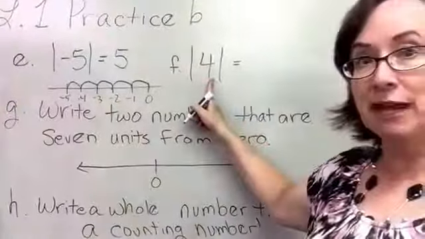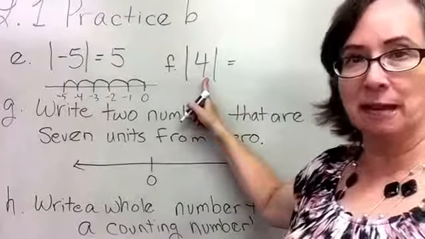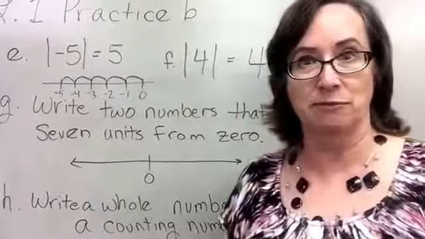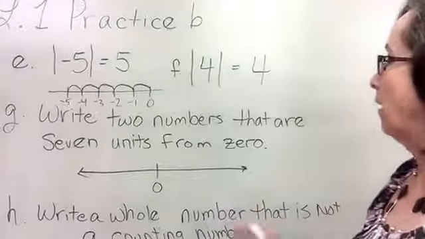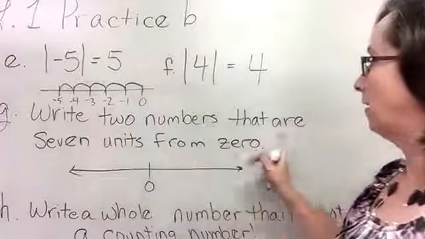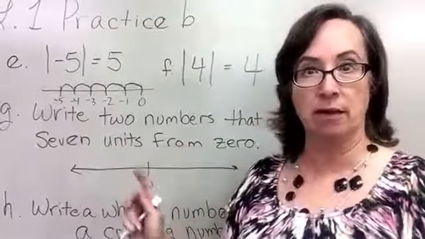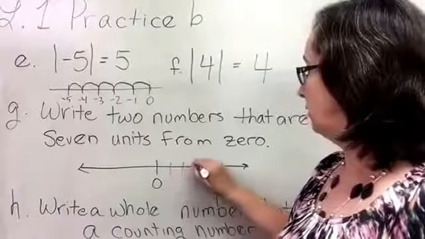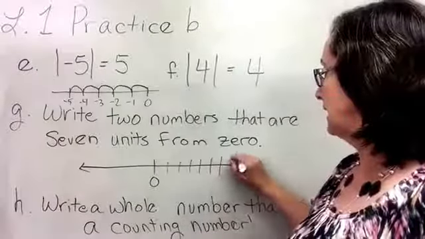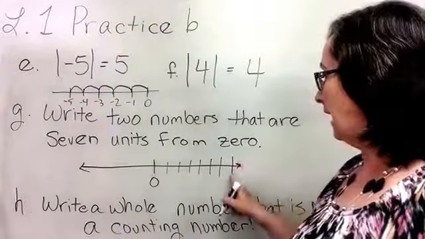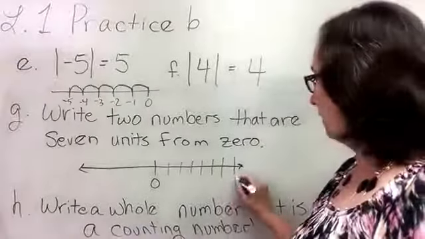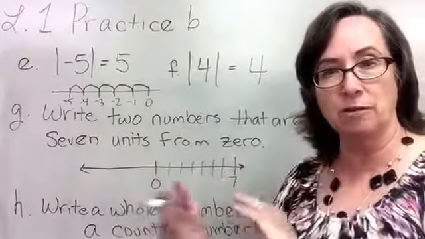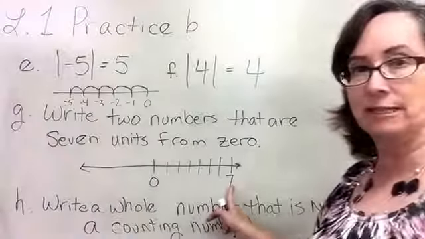What is the absolute value of 4? How many steps is 4 from 0? It's 4 steps from 0. Okay? Now, write two numbers that are 7 units from 0. Well, if we went 7 units to the right, we'd have 1, 2, 3, 4, 5, 6, 7. And that point right there has a coordinate of 7. A number that goes with that spot is 7, isn't it?